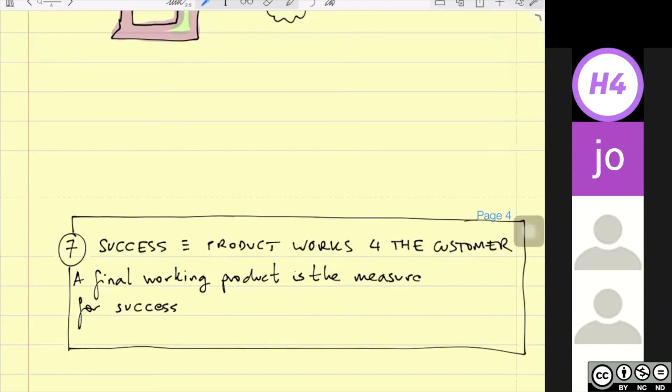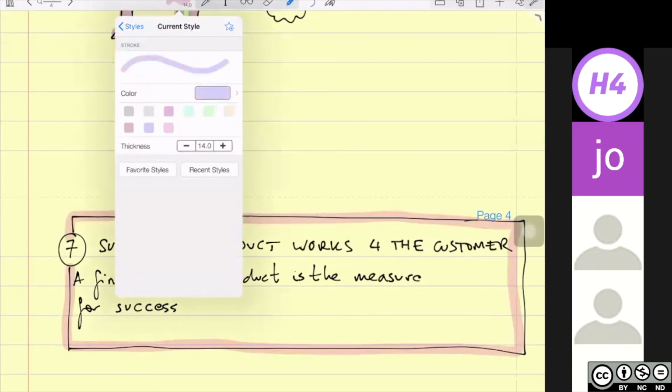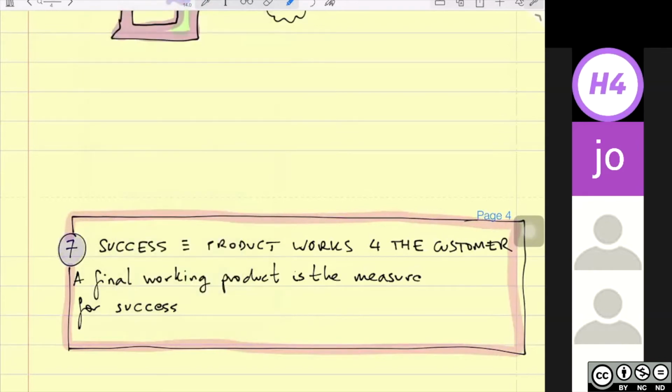So once you hit your goal of creating something that the customer can use and can make money with.